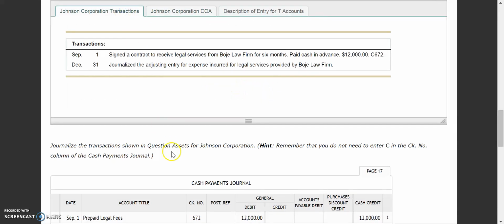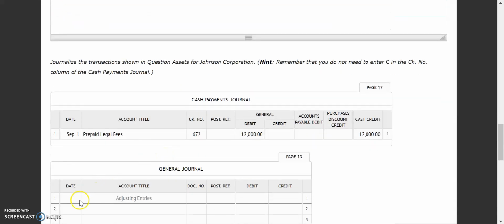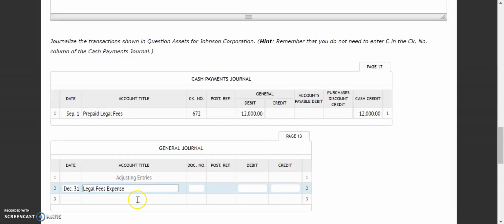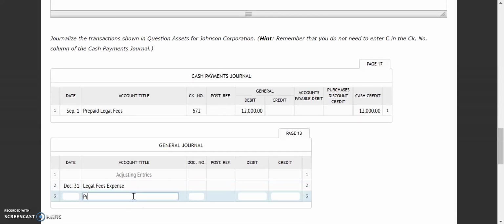Okay, so we're going to go back to that transaction, come down to our general journal. We're going to put in December 31. And so that prepaid legal fee is going to turn into legal fees expense. And the credit is going to go to that prepaid legal fees because that's an asset. We're using that asset up, so it has to be credited. It's actually for that same $8,000 amount.